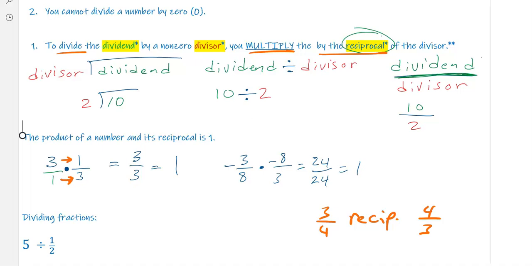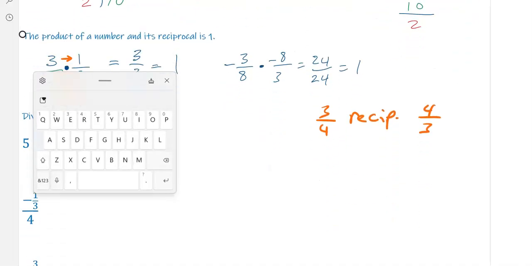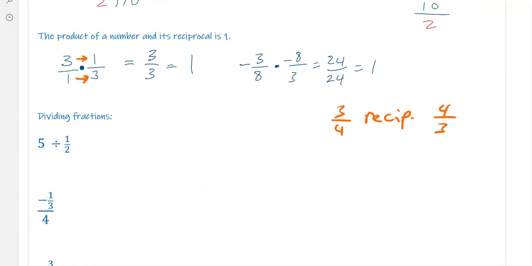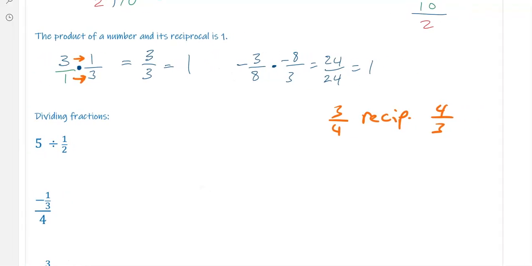Okay? So let's do this. We're going to divide these fractions. 5 divided by 1/2. Well, what does that mean? Well, we're going to change this to multiplying by the reciprocal of the second number, the divisor. So this becomes 5 times 2 over 1. You see how I flipped that fraction upside down? I'm going to change this to a fraction. So 5 over 1 times 2 over 1.